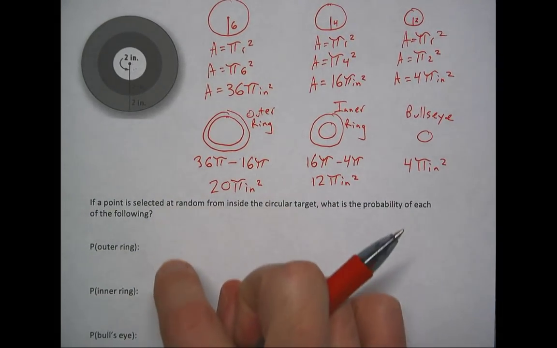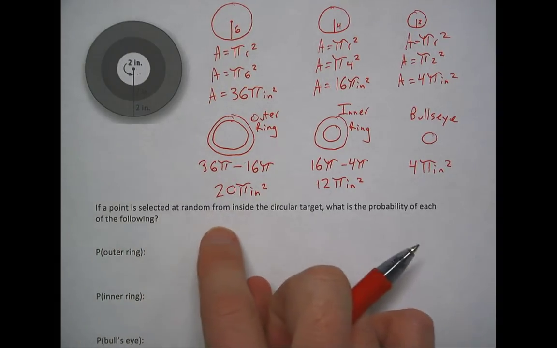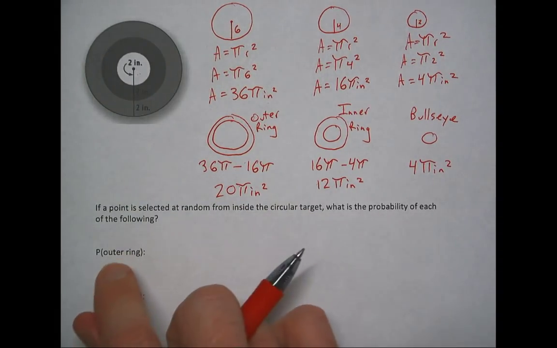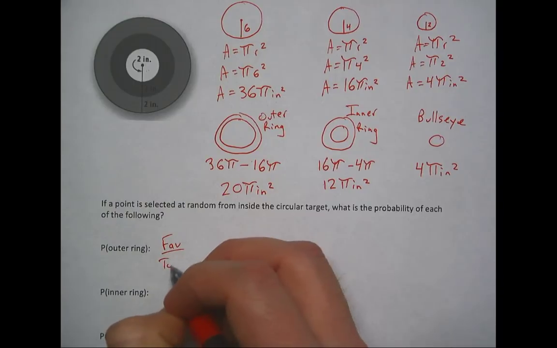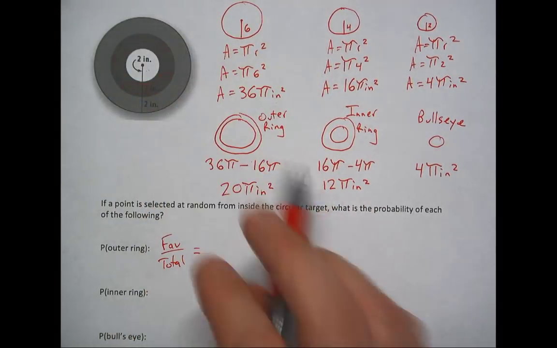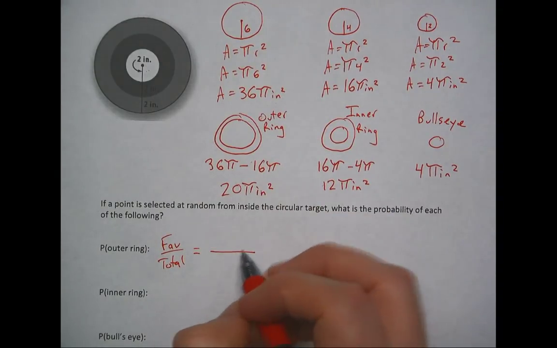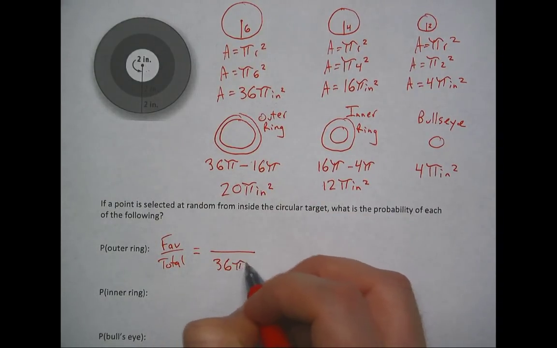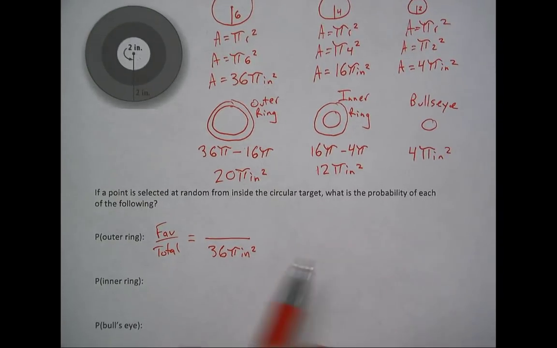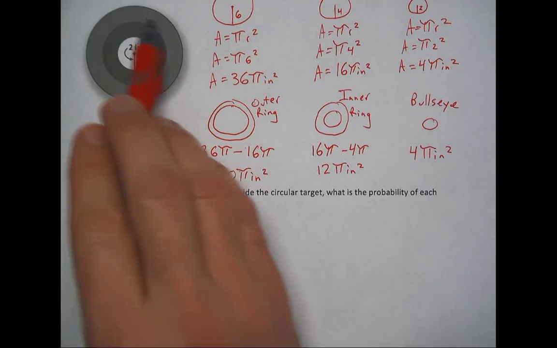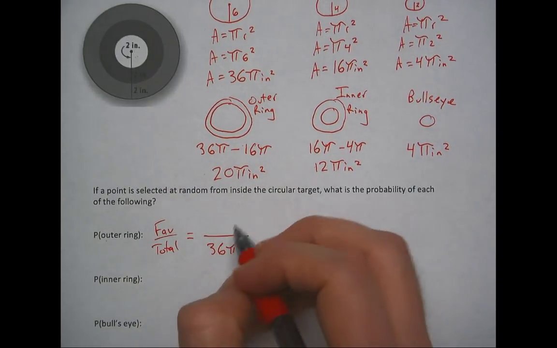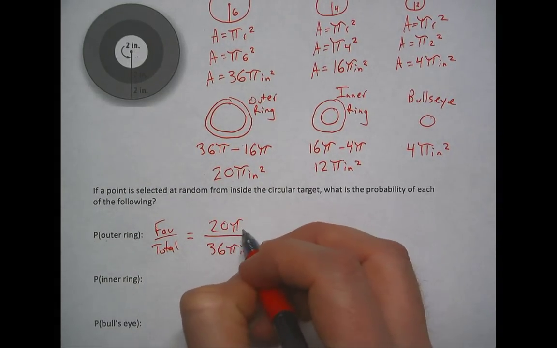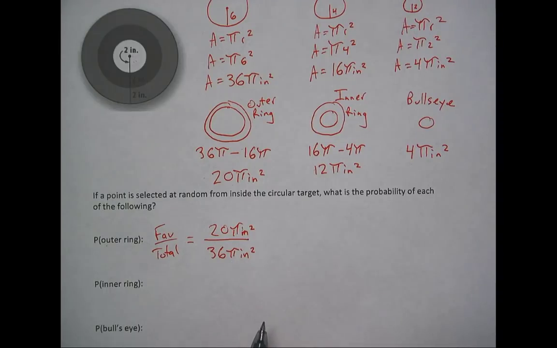So we're going to put our favorable outcomes over the total. So if a point is selected at random from inside of this target, what's the probability that it hits the outer ring? So again, you're putting your favorable outcomes over your total outcomes. Your total outcomes is hitting anywhere on this. That's the big circle. So our total here is going to be 36 pi inches squared. And our favorable outcome now is just hitting the outer ring. How much of the total does the outer ring actually take up? The outer ring, we said, was 20 pi. So the outer ring takes up 20 pi inches squared of the total 36 pi inches squared.